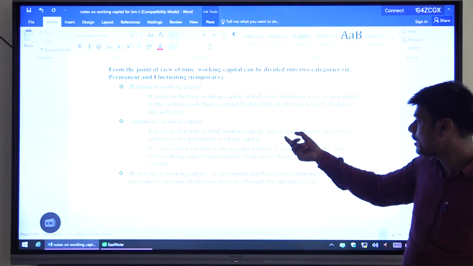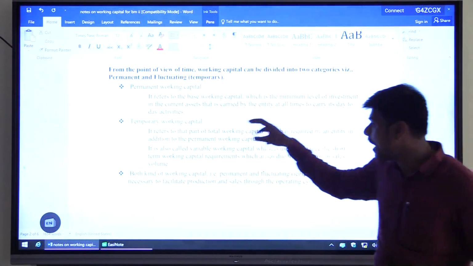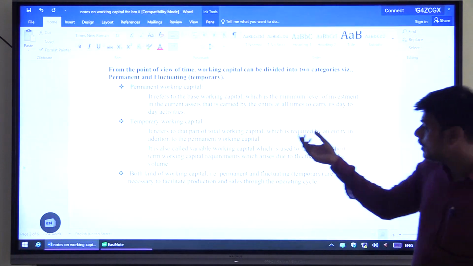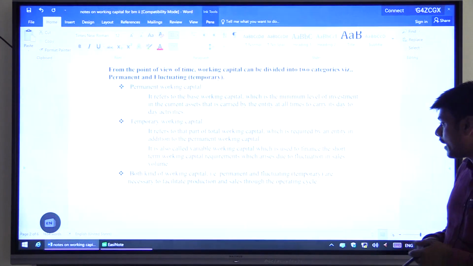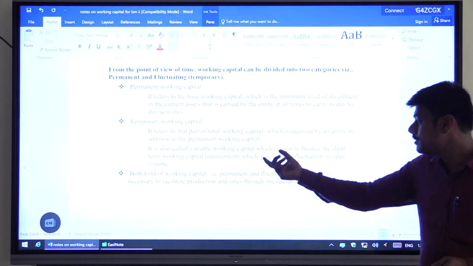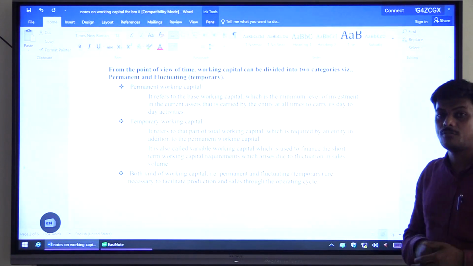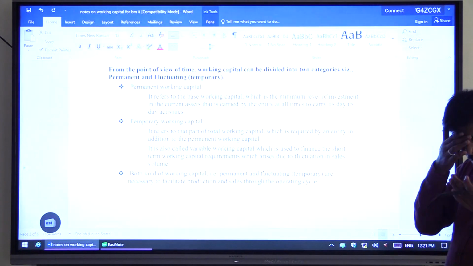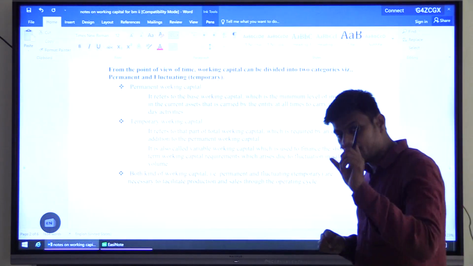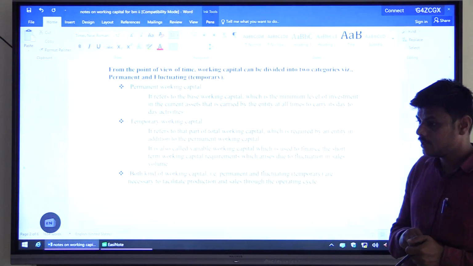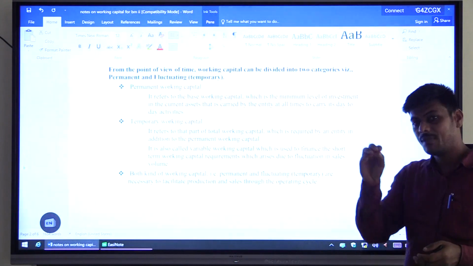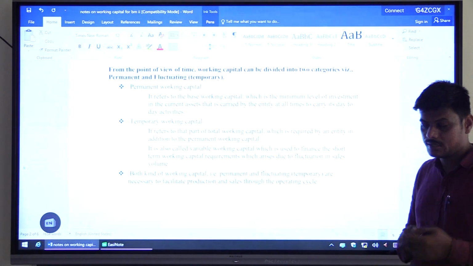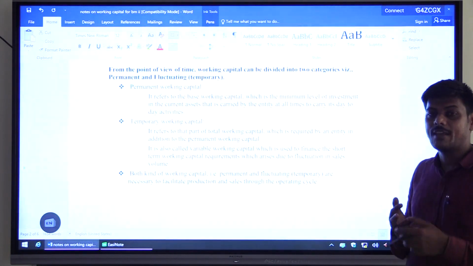Then temporary working capital refers to the part of the working capital which is required by an entity in addition to the permanent working capital. It is also called the variable working capital, which is used to finance the short-term working capital requirements which arise due to the fluctuation in sales value. That means this working capital is needed at that time. Take the example: sometimes the demand for a particular product increases in one month, and in particular months the demand for working capital may be at a minimum. Such fluctuation in sales requires fluctuations in the working capital.